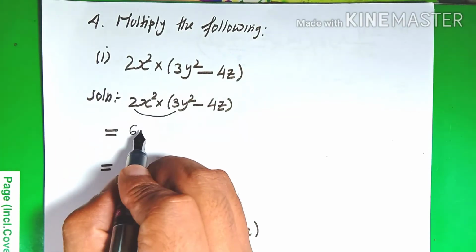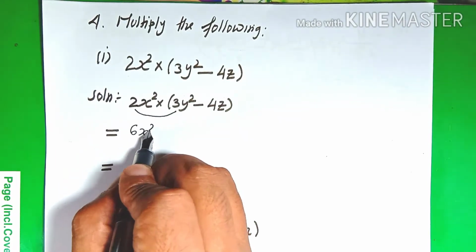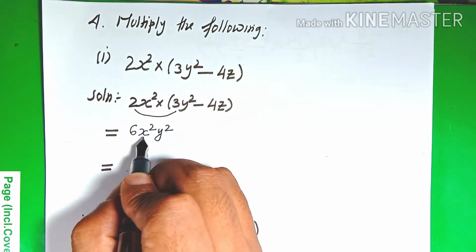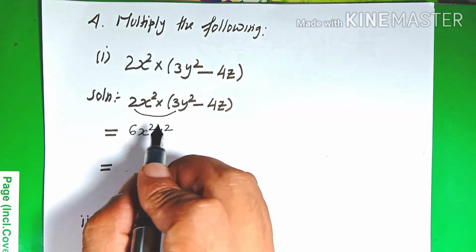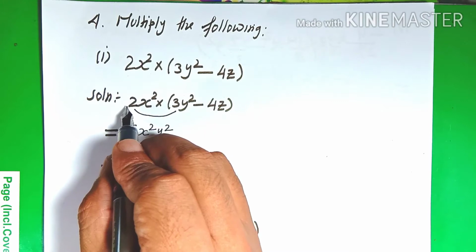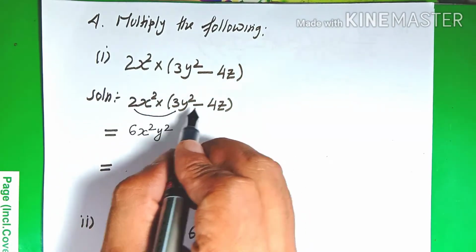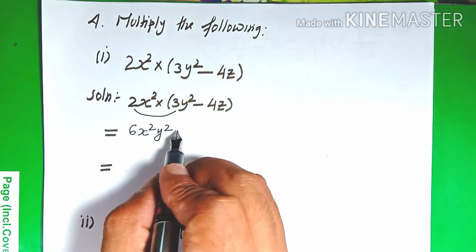After that, the variables we have here, x square into y square, will be the same value here. You'll have to drop down x square y square. Now the next step, you'll have to multiply these two, but before that you'll have to check their sign here. Plus into minus will be minus.